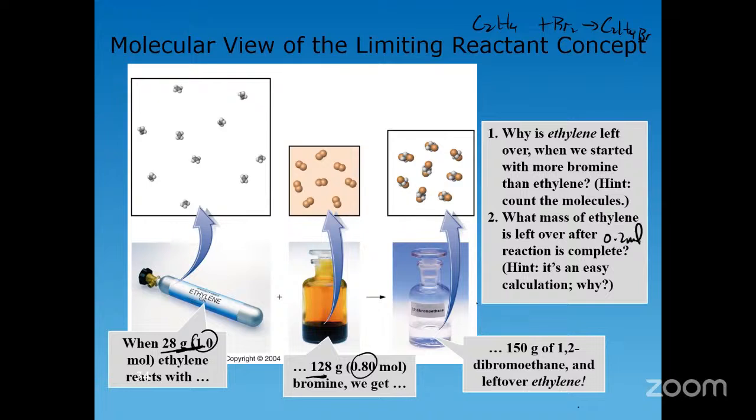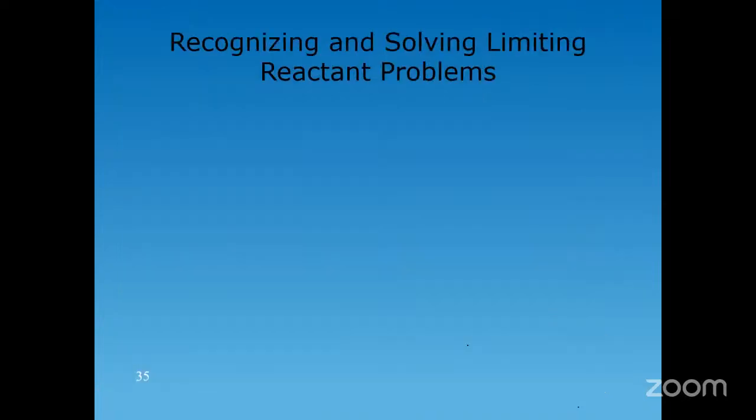And then in terms of the product itself, the amount of product you expect to get will be 0.8 moles because the bromine is the limiting reactant. Of course, you'd have to convert that to grams to get a mass. And according to the information here, the amount of the product you're going to end up with is 150 grams of the product, which is 1,2-dibromoethane. In addition to that, you're going to have the leftover ethylene, which is 0.2 moles. All right. So that's another example of the limiting reactant concept.